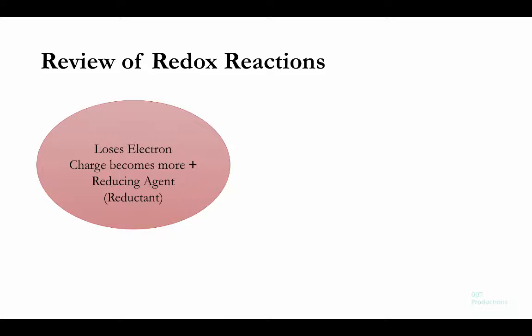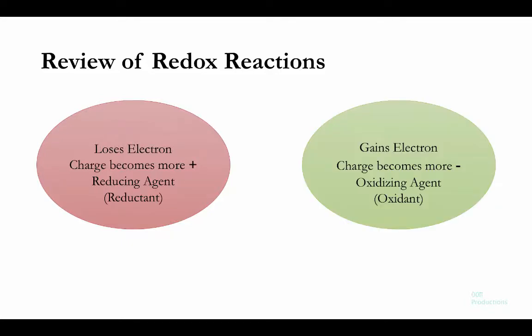In a redox reaction, there's a transfer of electrons so that one substance loses an electron and its charge becomes more positive. This substance that's losing an electron is undergoing oxidation, and we call it the reducing agent or the reductant. We also have a substance that's gaining an electron, undergoing reduction. The charge on this substance becomes more negative, and we call this the oxidizing agent or oxidant, because it is causing the other substance to be oxidized.